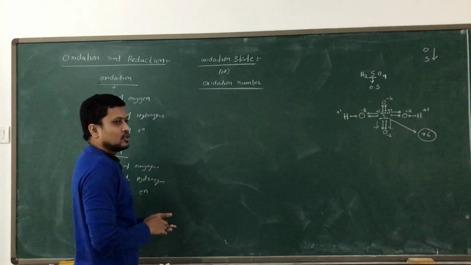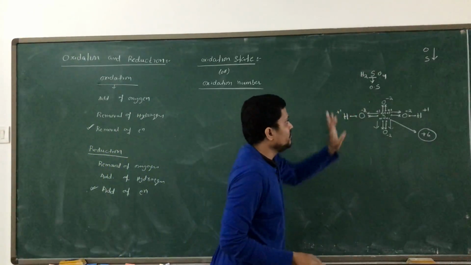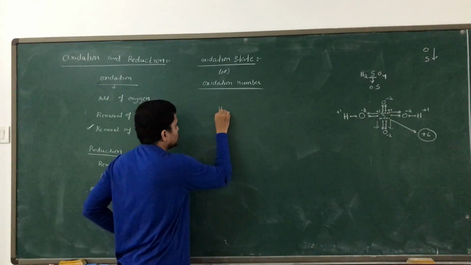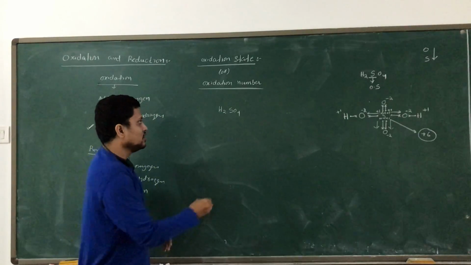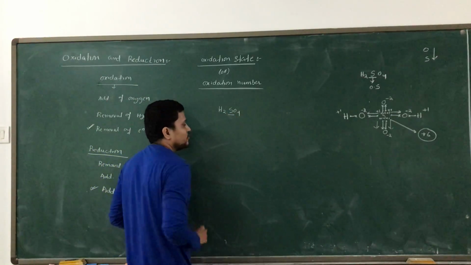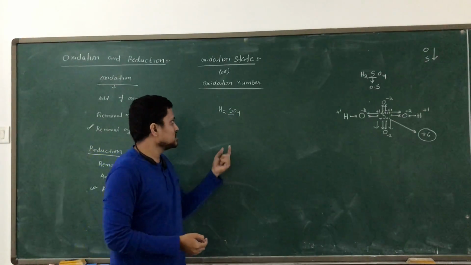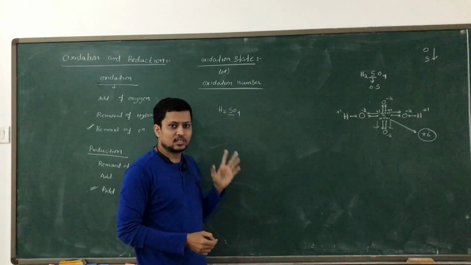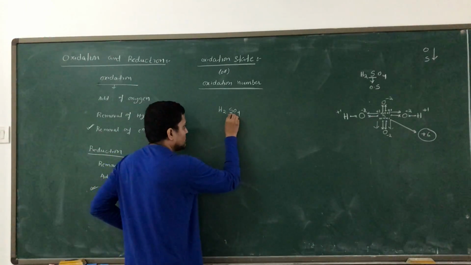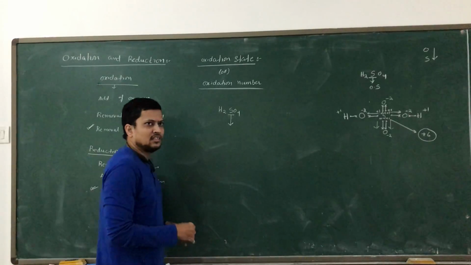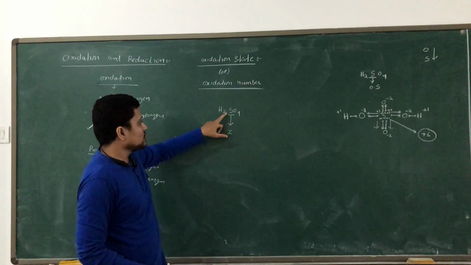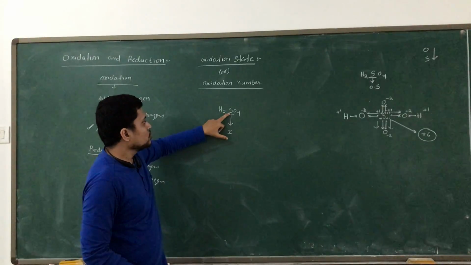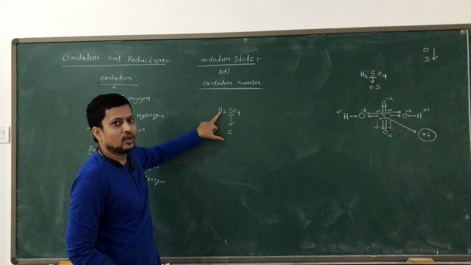Like this example we already did, that example I show here first. H2SO4, sulfuric acid. So what is the method? Suppose they are asking for the oxidation state of the central atom, sulfur. First take sulfur as X, assume it as X. Before sulfur we have hydrogen. How many hydrogens do we have?